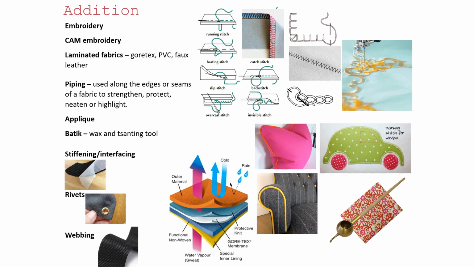We can use interfacing, we can use quilting, we can use piping to strengthen an edge. We can laminate fabrics by layering them up with different layers of plastics and things. That happens with PVC and fake leather, but also Gore-Tex. We stick weatherproof layers together. We can reinforce by using metal rings, such as rivets around the edge of circles and things. So there's lots of ways of reinforcing fabrics.